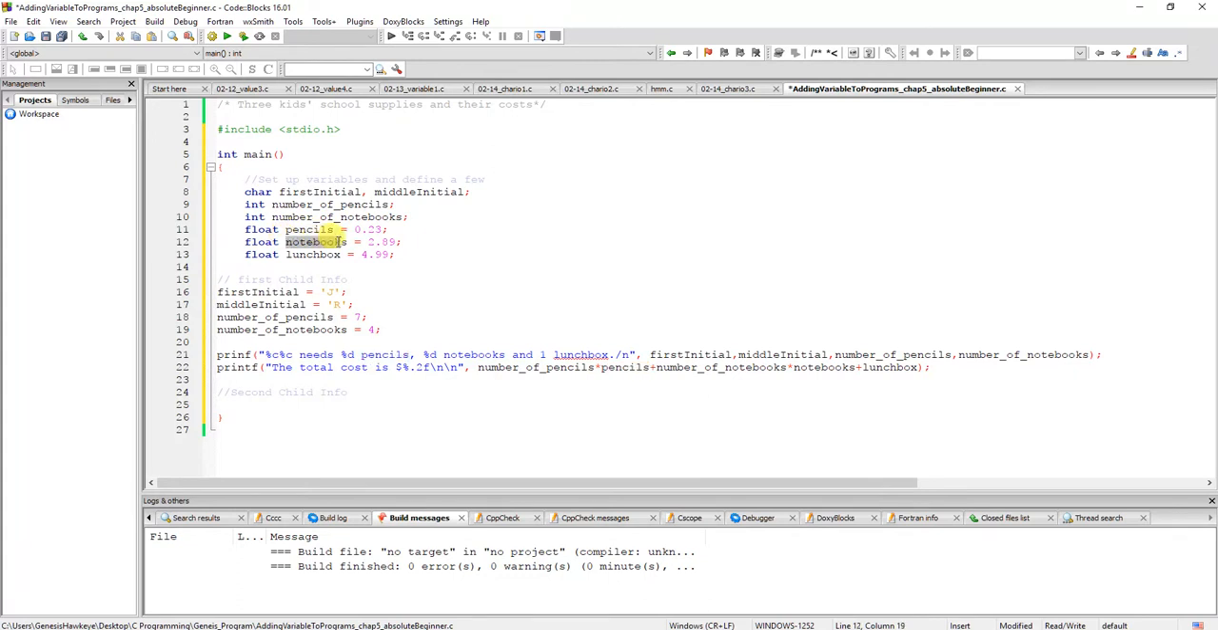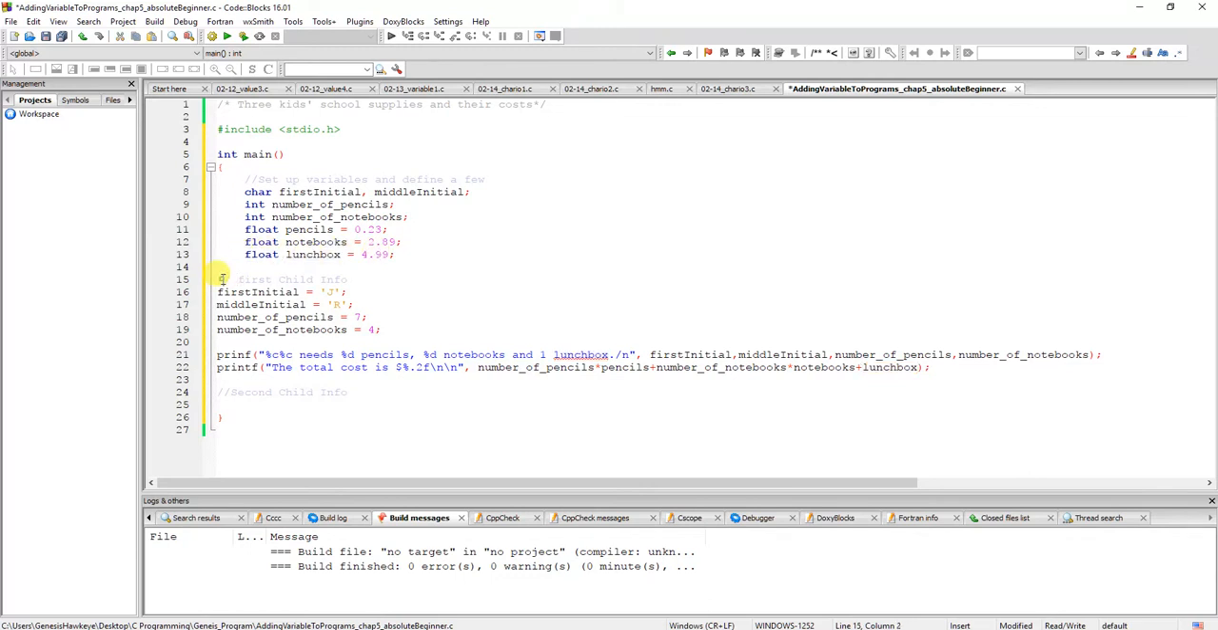And the value of the notebooks is 2.89, maybe $2.89. I'm still using a float because I'm using a decimal point here. My lunchbox, the cost or value of the lunchbox, is 4.99. I'm still using a float here.